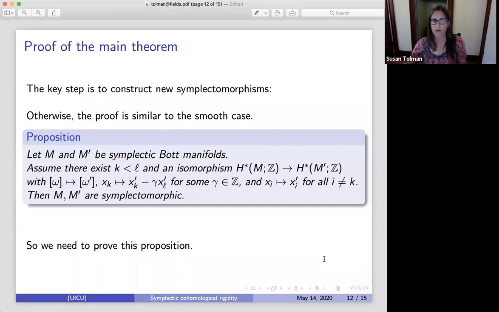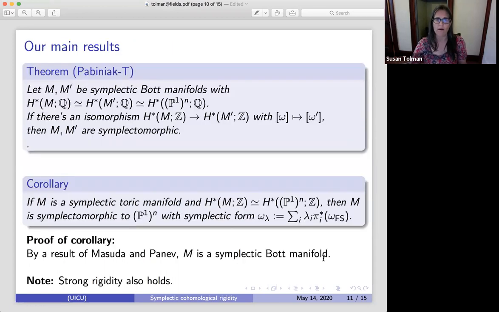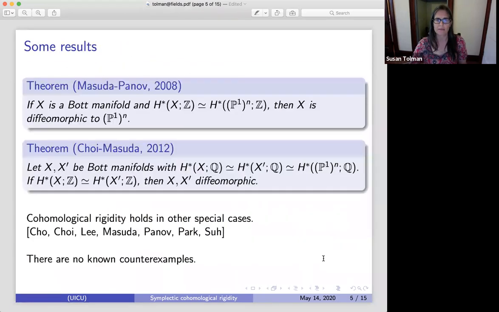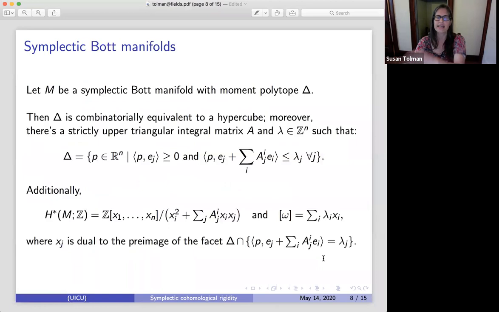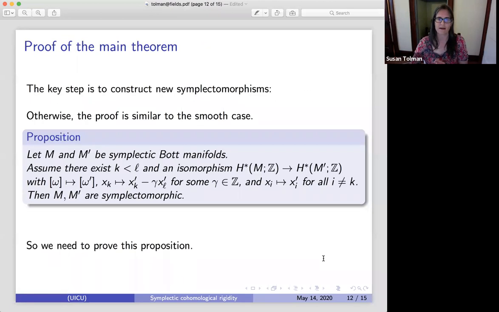So what do I mean by the x_i? Well, go back to this slide. These are exactly the x_i in this formula, these duals, and the x_i primes are hopefully obviously the analogous thing for M prime. So these are our standard generators. This is a very special kind of isomorphism, but in this particular case, we can prove that M and M prime are symplectomorphic.